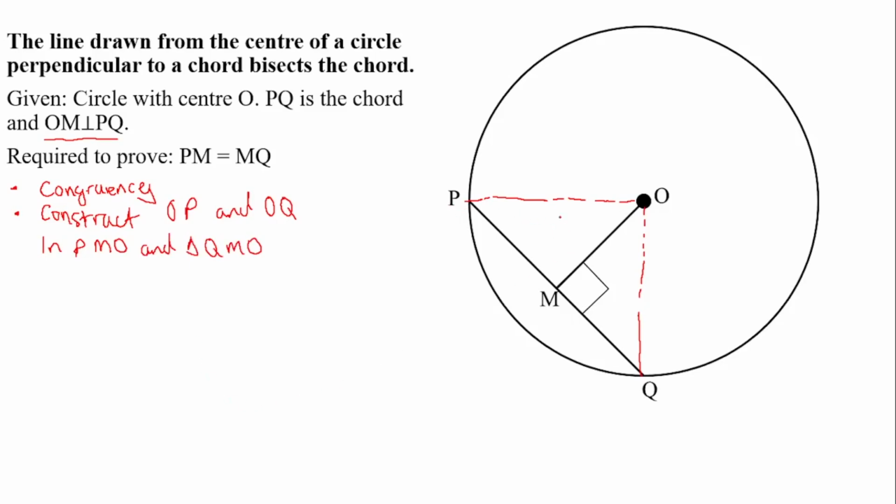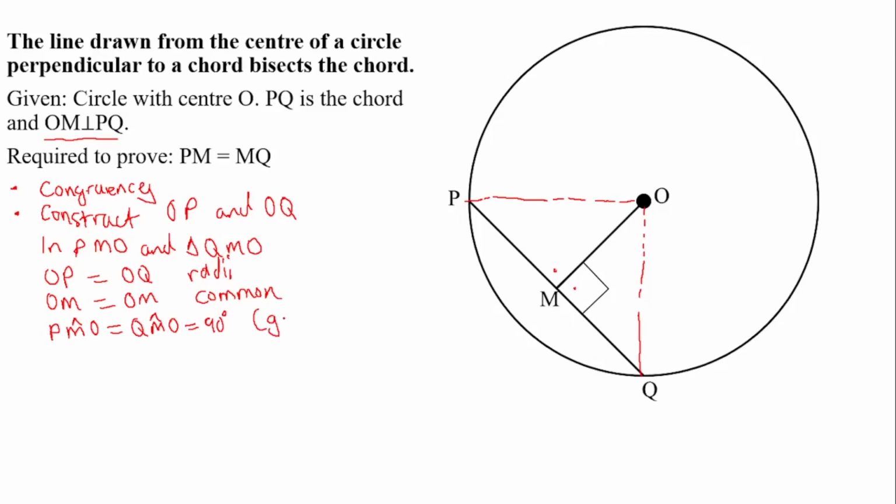Right, let's start with these triangles. So we have OP and OQ. So we have OP is equal to OQ. And then why? Because these are radii. And then we have OM, which is a common side for these 2 triangles. So you can say OM is equal to OM because it's a common side. And then we have this angle, which is 90 degrees, meaning that this angle is also 90 degrees. So we have angle PMO being equal to angle QMO. They are both equal to 90 degrees. And the reason we're given.